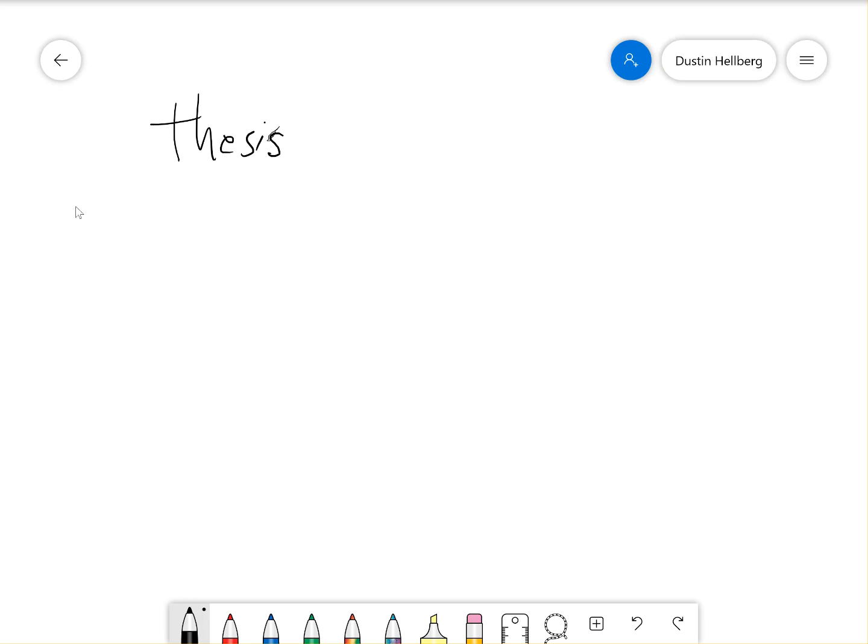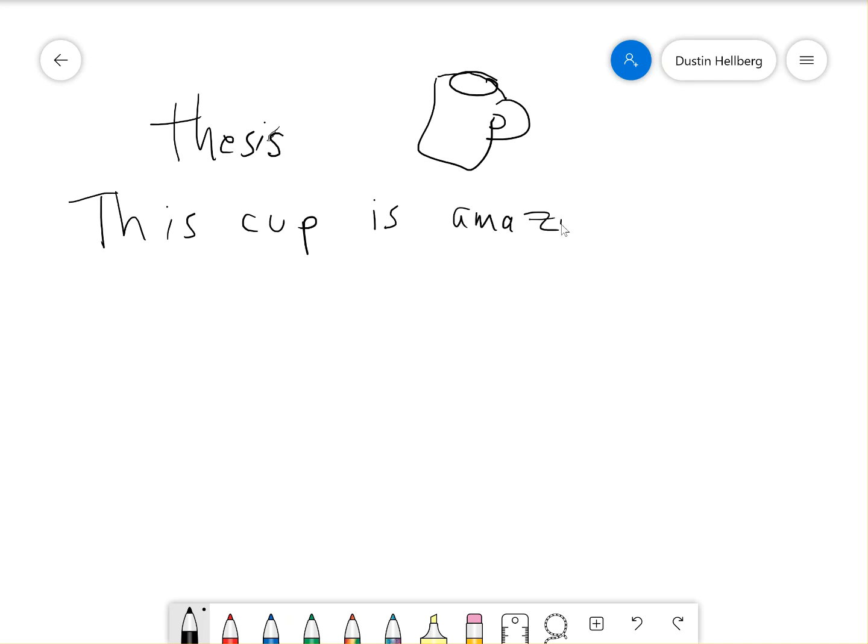And this is one of the major distinctions that I want everybody to understand when it comes to a thesis statement. Okay, so if we put a cup out here, right? Here's our cup. This cup is amazing. Now, this is an interpretation because "is amazing" is debatable. Somebody else can come along and look at it and say, you know what, that cup's ridiculous.